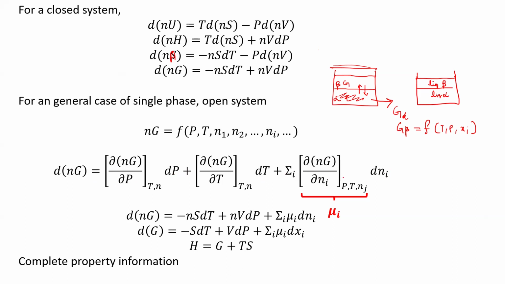This will be a sum. Assume I have two species, then dou by dou N1 into dN1 plus dou by dou N2 into dN2, so a summation of terms. So here, what is there? Dou nG by dou Ni at constant pressure and temperature and moles of other species, other components, is mu i. This is named the chemical potential.